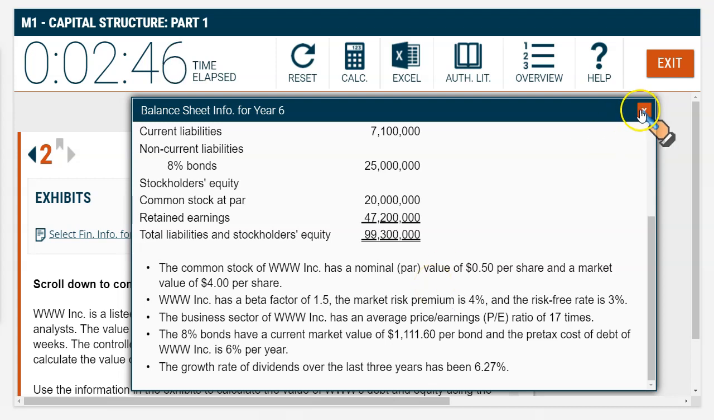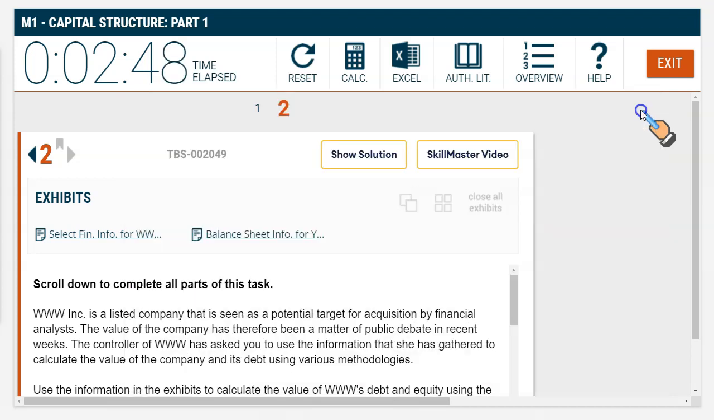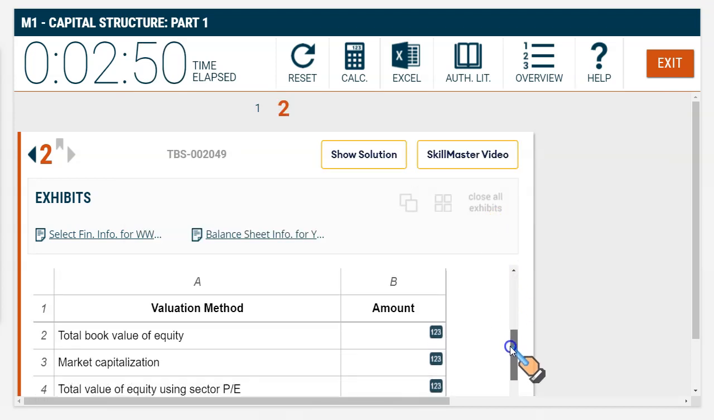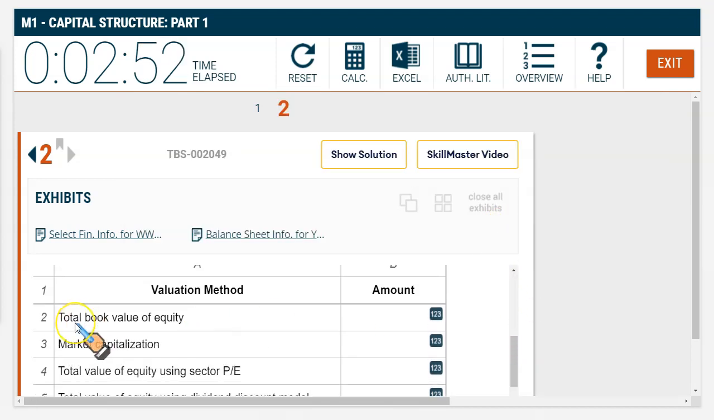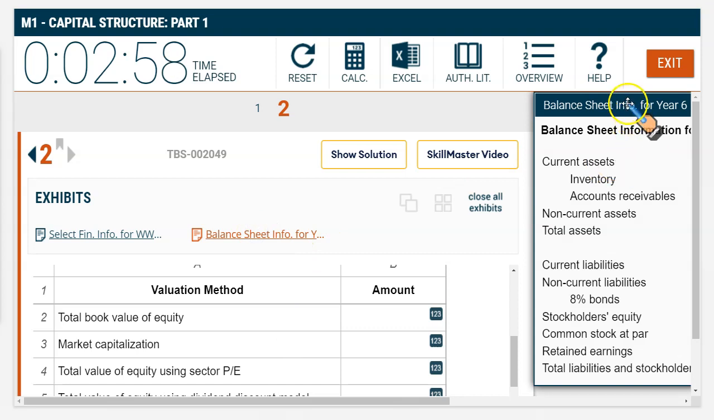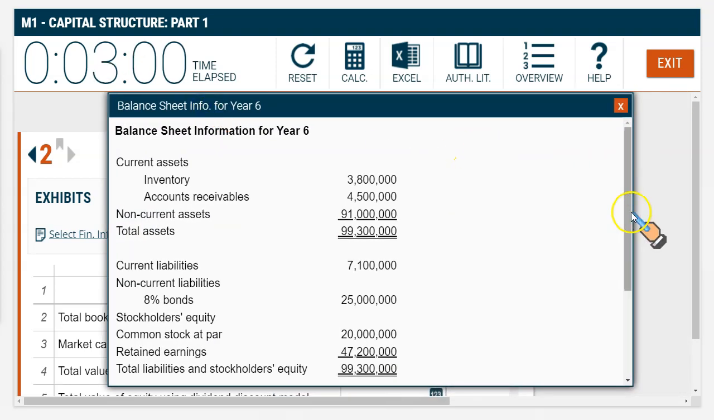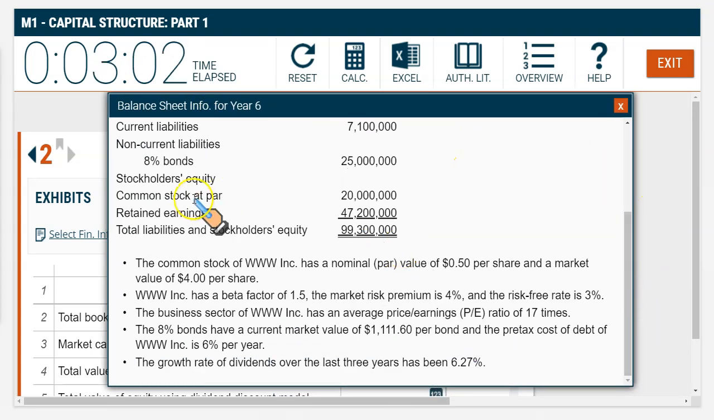So let's first see what is required. The first value we need to find out is the total book value of the equity. Now this is a fairly straightforward question, no science involved in it whatsoever. Now look at this. This is your equity. Common stock 20 million, retained earning 47.2 million.